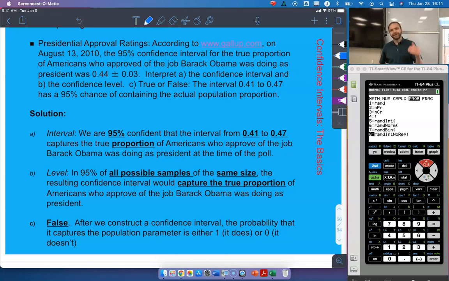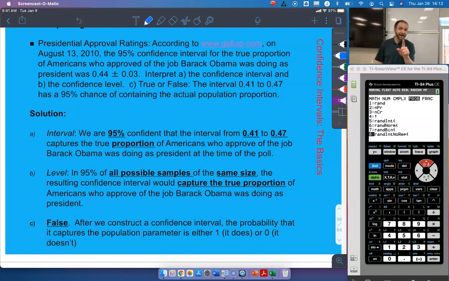Confidence level does not equal chance. Your percent confident does not equal chance. We do not have a 95% chance of containing the actual value. We are saying that in 95% of all possible samples of the same size, the resulting confidence interval would capture the true proportion. That's what the confidence level is telling us. We're 95% confident that the interval could capture the true proportion of Americans. There is not a 95% chance.